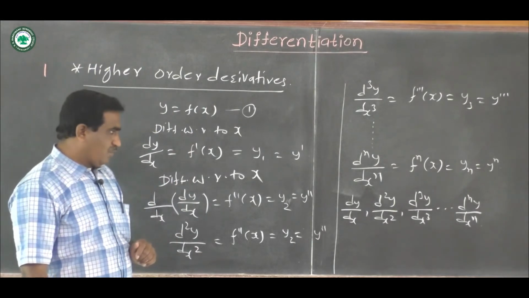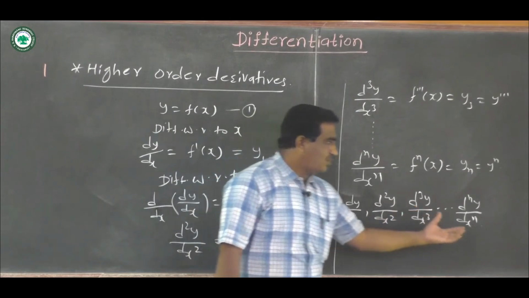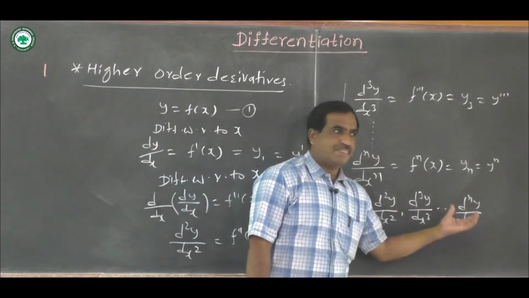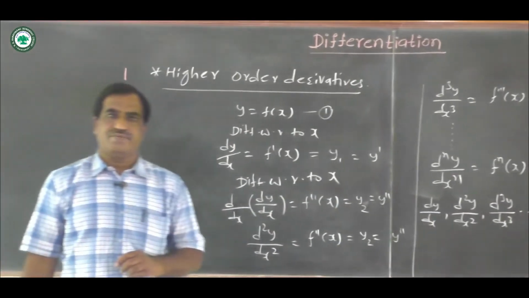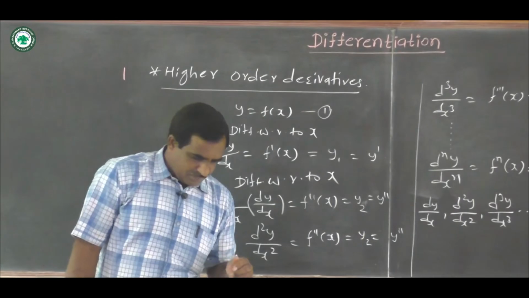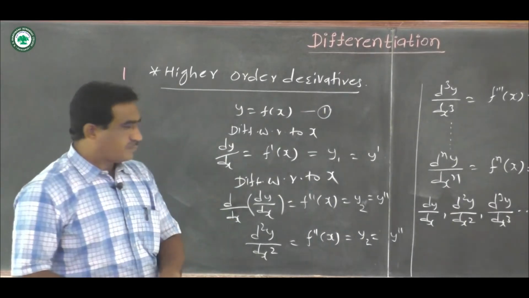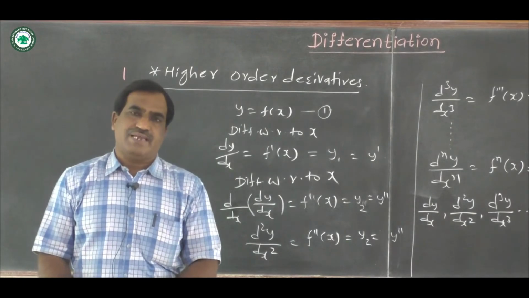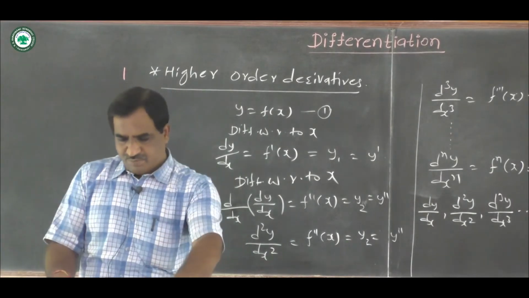Okay, now we have to see here the second order derivative and the nth order derivative. We have to find these two values. Now we see some multiple choice questions, based first on parametric functions and then on higher order derivatives. Now we see the first example.